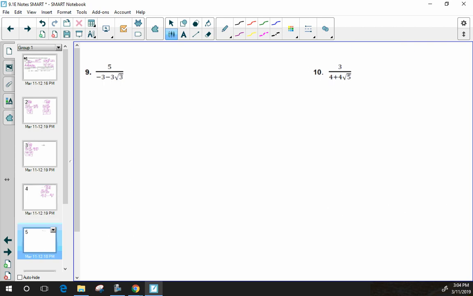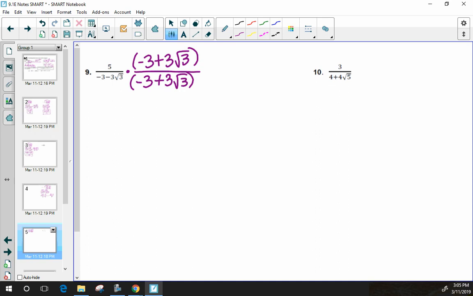So listen up, right? This is a little different. Okay, so on number 9, we've got 5 over negative 3 minus 3 square root of 3. Okay, let's talk about that conjugate. What would that be? What would be our conjugate here? Negative 3 plus 3 square root of 3. All right, so just the opposite operation there in the middle. So this is going to be our conjugate that we're going to multiply top and bottom by.